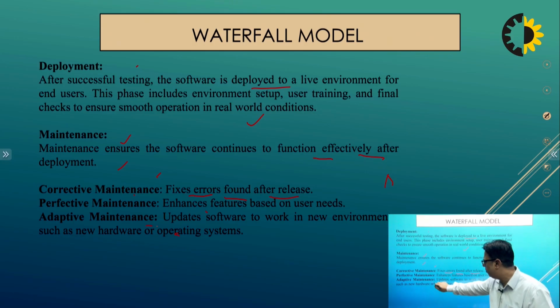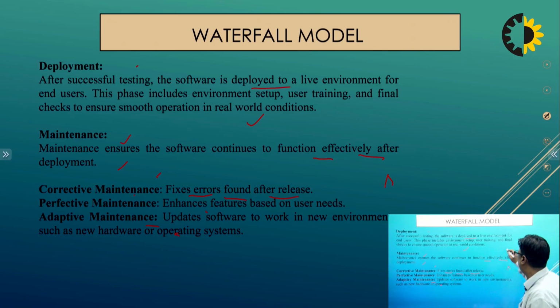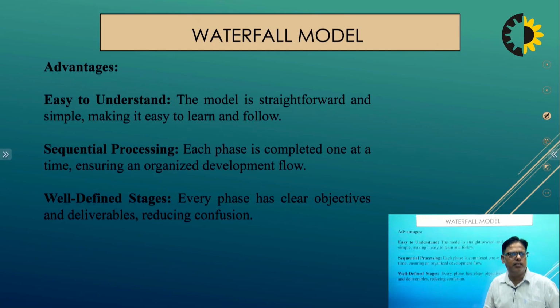In the case of adaptive maintenance, we update the software to work in a new environment. If we have a software application that works on iOS, and the customer requires the application to run on Android, the software needs to change. So adaptive maintenance handles these types of changes.